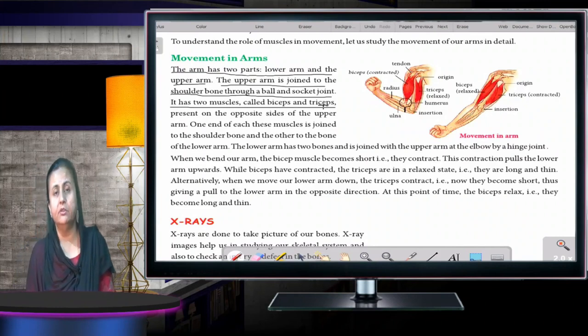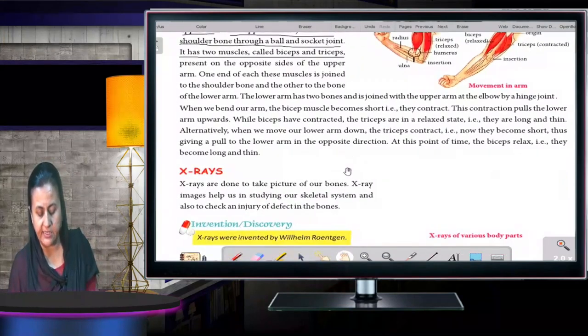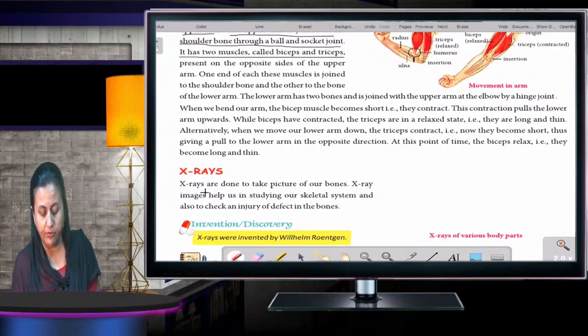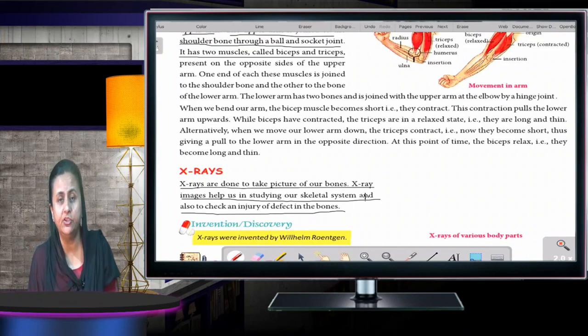So with this we are coming to the last part of the chapter. We are going to talk about X-rays. What are X-rays? X-rays are done to take a picture of a bone. X-ray images help us in studying the skeletal system and also to check an injury or defect in the bones. In case we get an injury and the doctor advises us to go for an X-ray, that means he is asking to take out the picture of the bones.